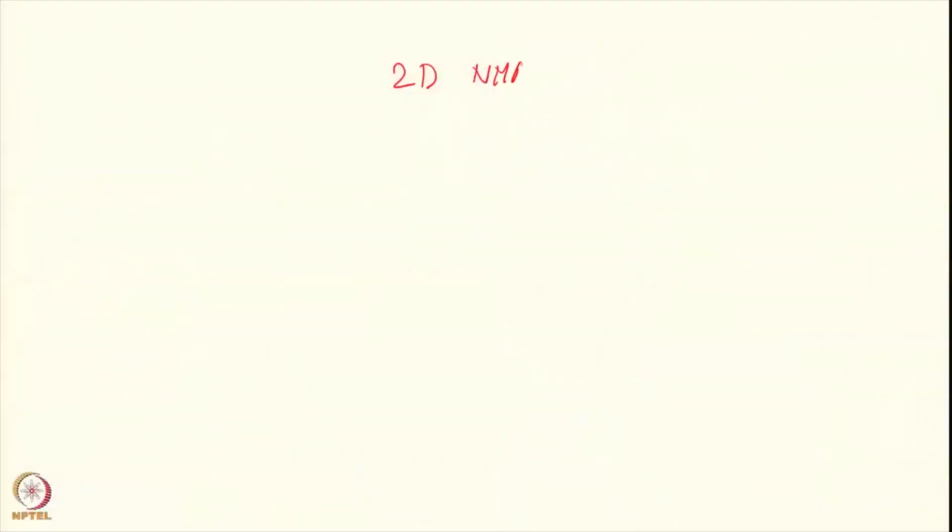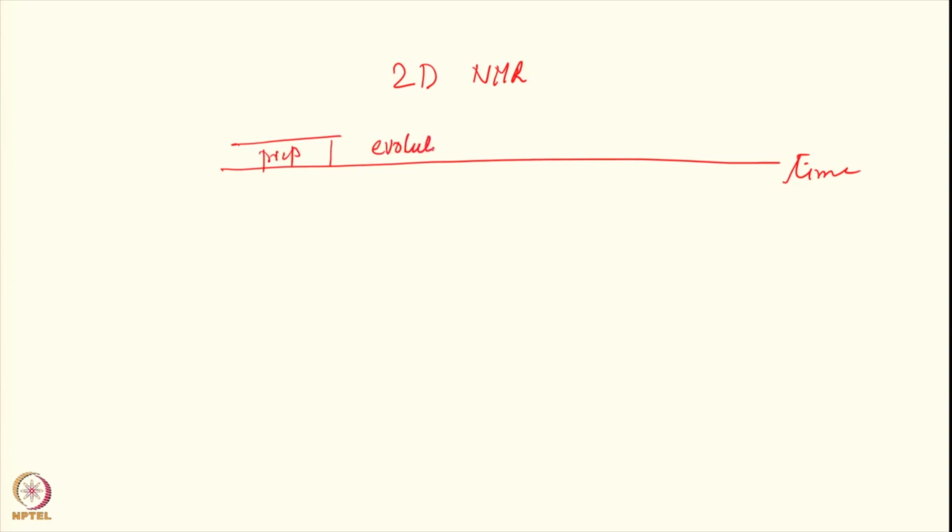So, we started discussing two-dimensional NMR spectroscopy in the last class. We introduced the general concept in a qualitative manner. We said the principle is like this: you have a time axis and you divide the time into multiple segments. We call the first one the preparation period, and then you have the evolution, which we labeled as the T1 period.